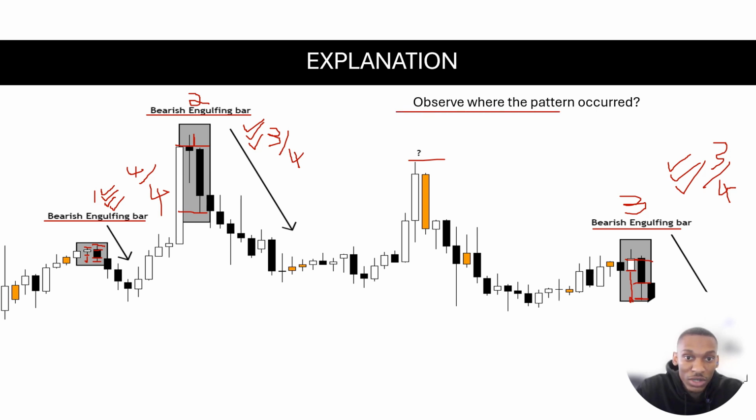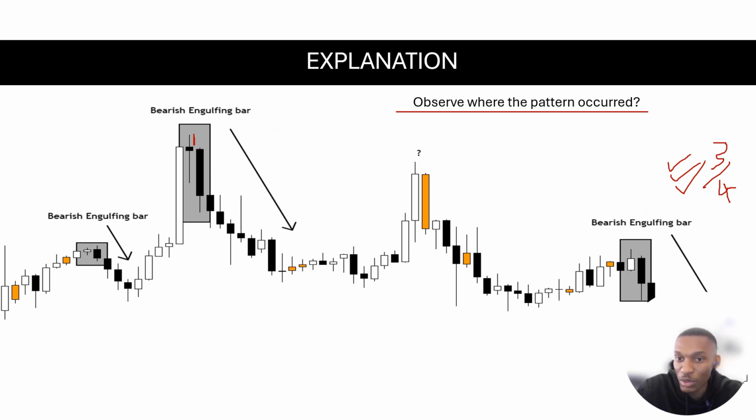So one thing I want you guys to observe here is where the pattern occurs. Observe where the pattern occurs. The pattern occurs at the top of a trend. This is very important, because if you remember, I said a bearish engulfing bar candlestick can be used as a sell signal. You want to sell at the top of a trend and buy at the low. So you want to identify these patterns at the top of a trend.